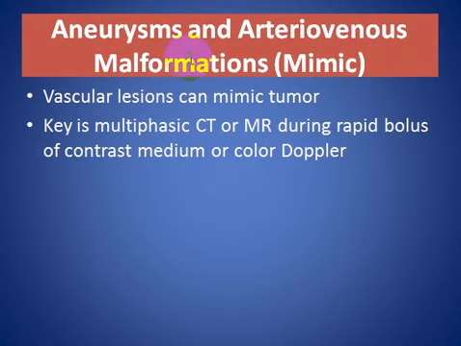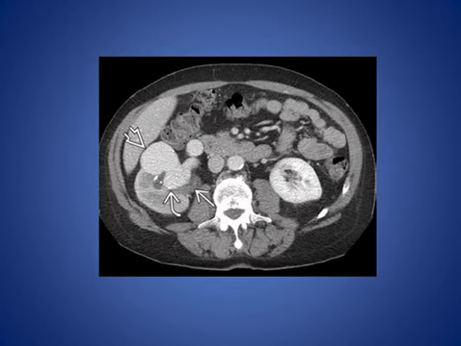Aneurysm and arteriovenous malformation can mimic renal mass lesion. Vascular lesion can mimic tumor or renal vein invasion. The key is multiphasic CT or MRI during rapid bolus of contrast medium, or color Doppler ultrasound. Here we see an arteriovenous malformation that looks like a tumor, and here is an arteriovenous malformation enhancing mass in a patient with hematuria and hypertension.